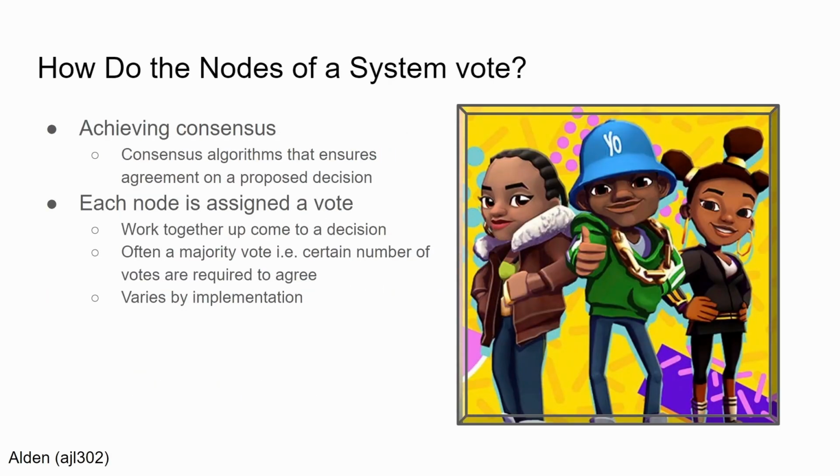Nodes in a system vote by achieving consensus, using consensus algorithms to ensure agreement on a proposed decision. Each node is assigned a vote, and they work together to come up to a decision. Usually it is a simple majority needed, but it can vary by implementation.